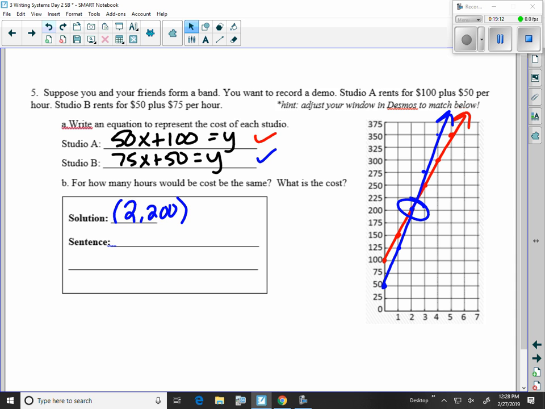Now, let me ask you a question. If you were recording for 3 hours, which studio would you prefer to use? Studio A, right? Because it looks like they're cheaper after that 2 hours. What about if you recorded for an hour and a half? B, because they're cheaper. Yes. We good? Okay.